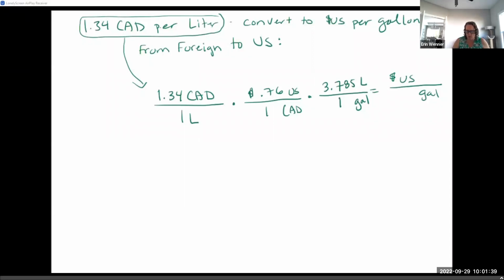Okay. So moving across this, we got really lucky. All of our denominators are 1. So we're just going to end up with a 1 down here. And in the numerator, we've got 1.34 times 0.76 times 3.785. And this gives us approximately $3.85 per gallon.